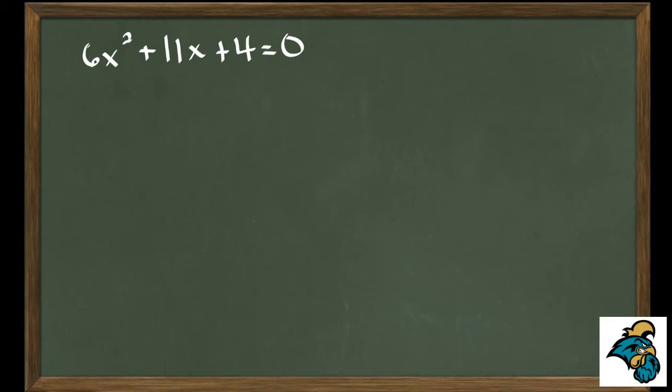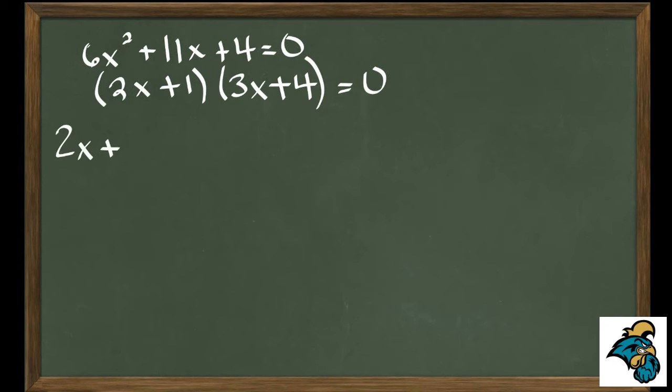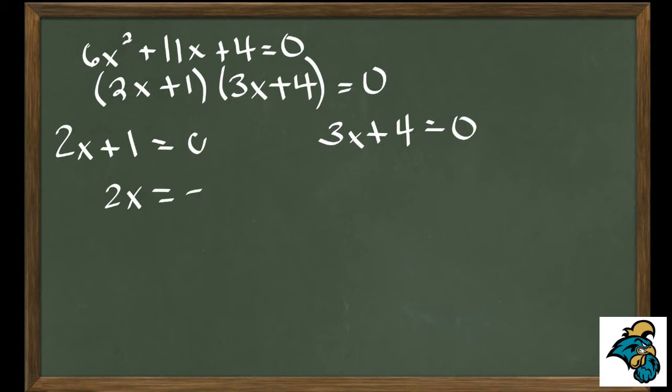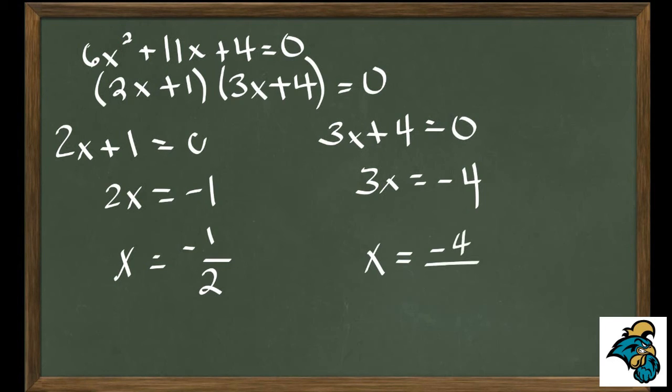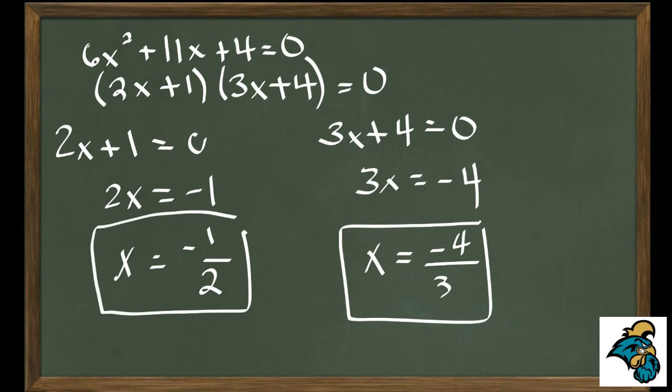Alright, hopefully we were able to come up with the two factors. The two factors were 2x plus 1 and 3x plus 4. Now using the zero product property, I'm going to take each of those factors and set them equal to 0 and solve. So this gives me 2x is equal to a negative 1 when I subtract 1 from both sides. So x equals negative 1/2. Over here, I get 3x equals a negative 4 when I subtract 4 from both sides. Divide both sides by 3, I get x equals negative 4/3. So my solutions are x equals negative 4/3 and x equals negative 1/2.